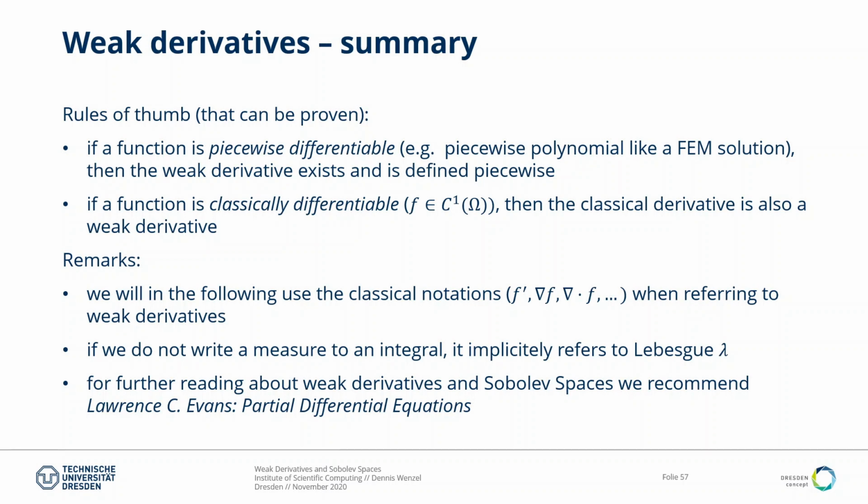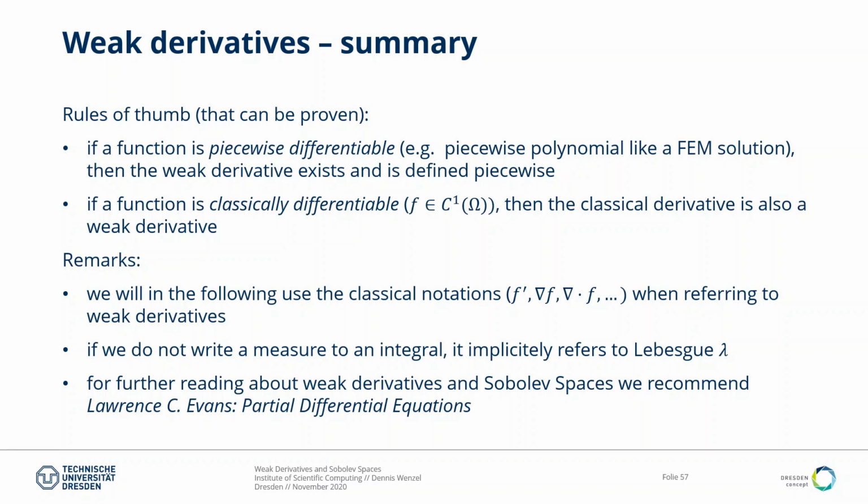I usually omit writing measures to the integral, and it always implicitly means that I'm talking about the Lebesgue measure, because the Lebesgue measure lambda is the one that we have introduced to actually capture our intuitive idea of what measures should do to measure the volume. So if I don't write any measures to an integral, you can always assume that it is d lambda.